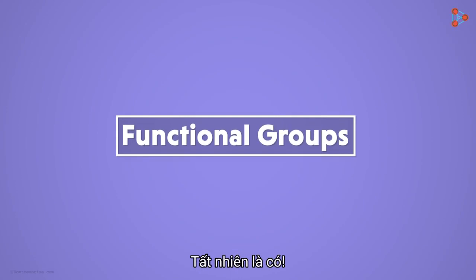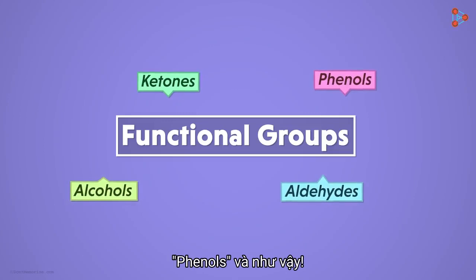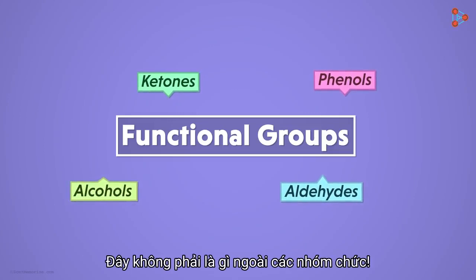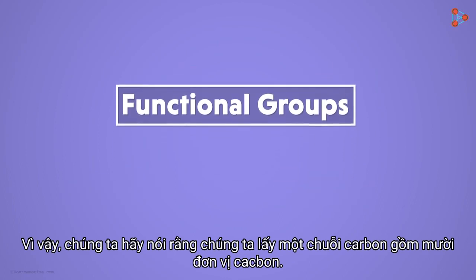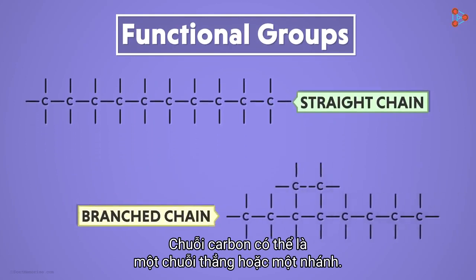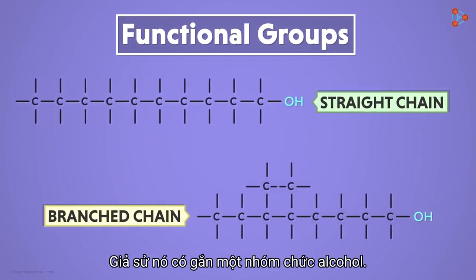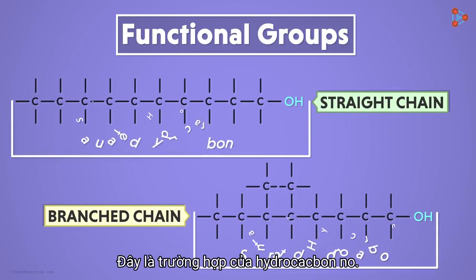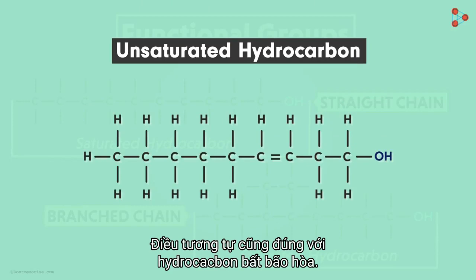Of course we do. You must have come across the terms alcohols, aldehydes, ketones, phenols, and so on. These are nothing but functional groups. So let us say we take a carbon chain of 10 carbon units. The carbon chain may be a straight chain or a branched one. Say it has an alcoholic functional group attached to it. This was the case of saturated hydrocarbons. The same holds true for unsaturated hydrocarbons as well.